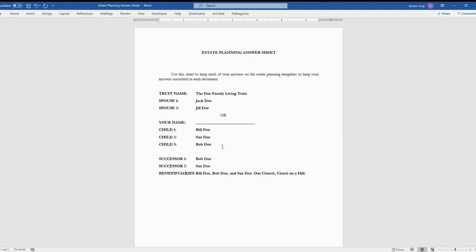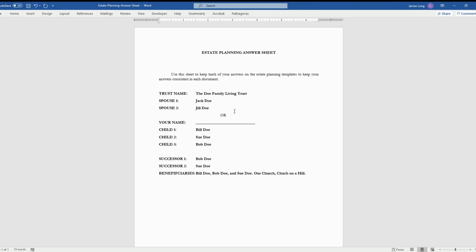But if you want your church, or you want your friend, or you want Habitat for Humanity, or some other charity that you support, you can always include them in the beneficiaries. But this is a sheet that you want to fill out so you have all the information in one spot. So as you come to these blank spaces in the templates, you can remember what you put down, okay?